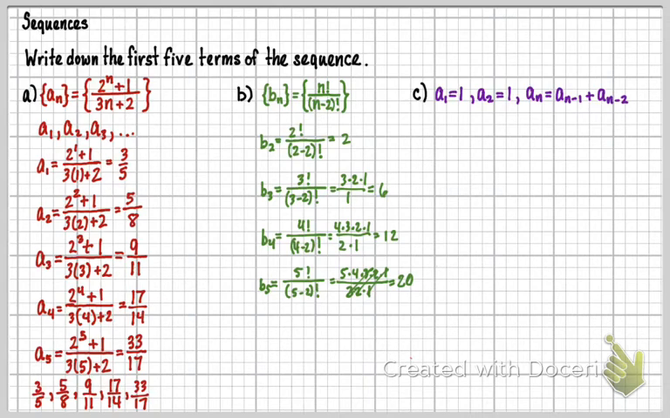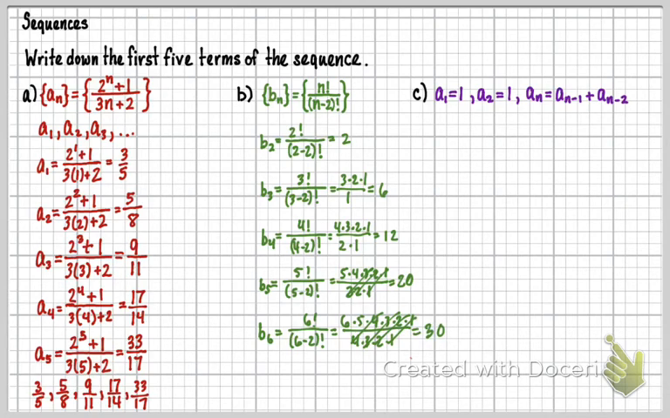And then B6, that's going to be 6 factorial over 6 minus 2 factorial. And that's going to be 6 times 5 times 4 times 3 times 2 times 1 all over 4 factorial. 6 minus 2 is 4, so 4 times 3 times 2 times 1. And I realize that those all cancel out as well, so that's just going to be 30.